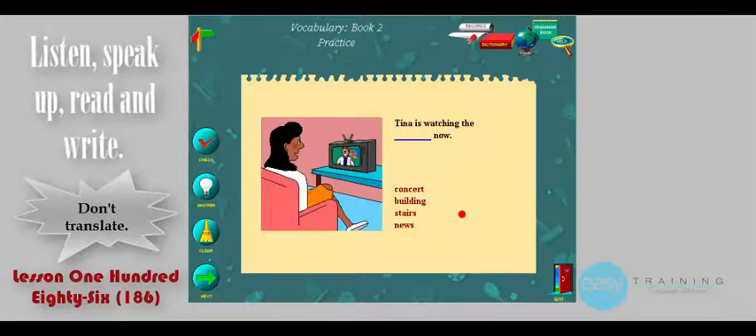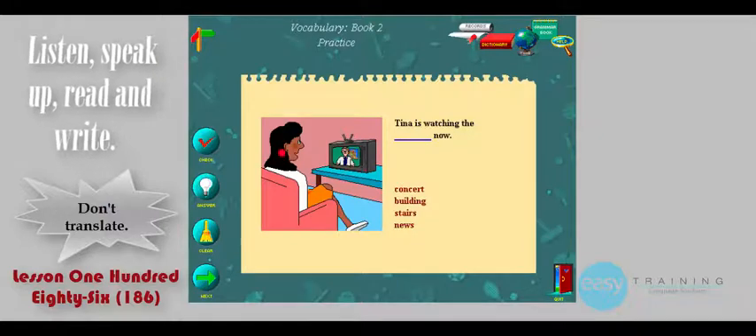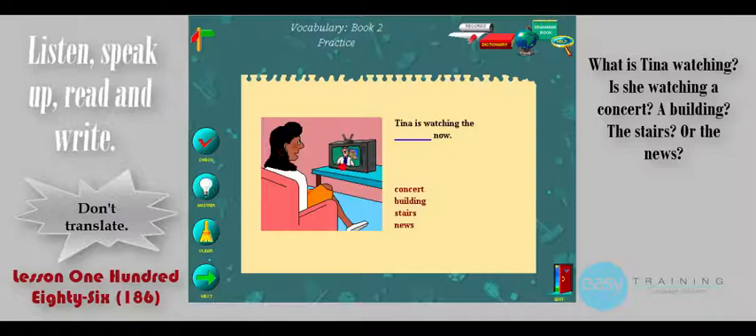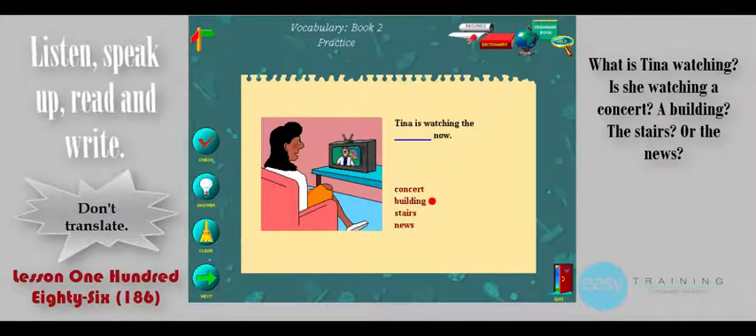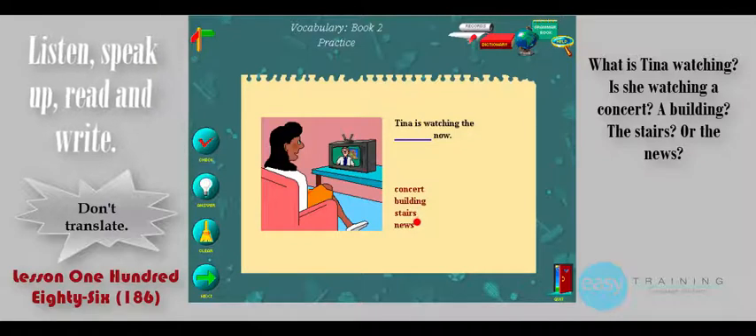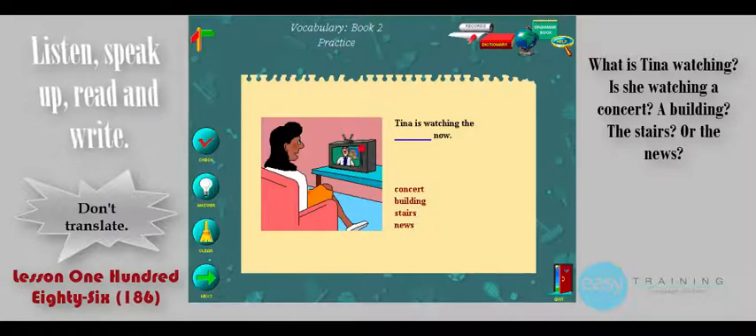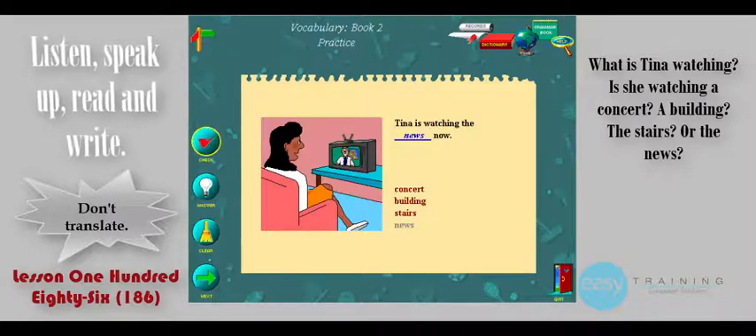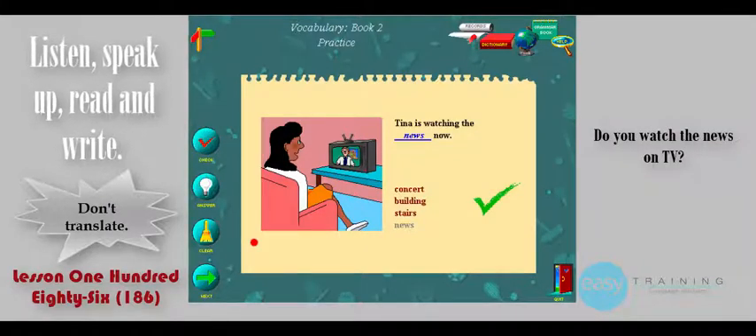Tina is watching the blank now. This is Tina. What is she watching? Is she watching a concert, a building, the stairs, or the news? Look here. She is watching the news on TV. Do you watch the news on TV?